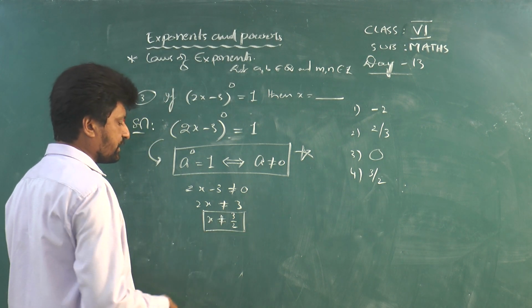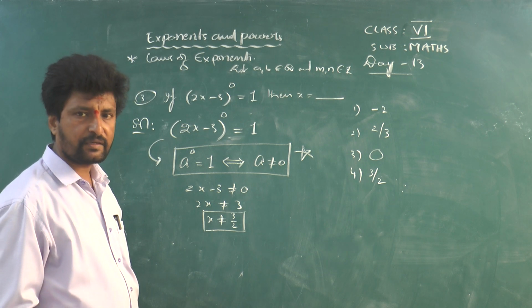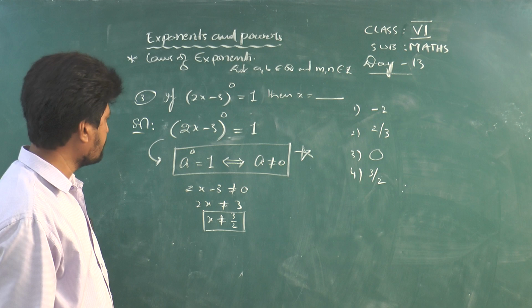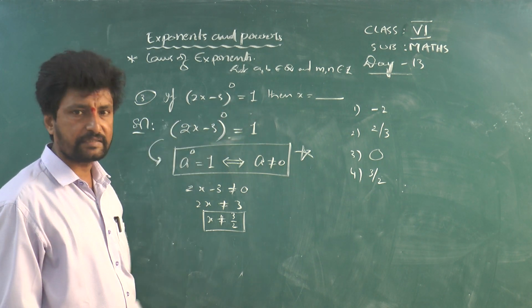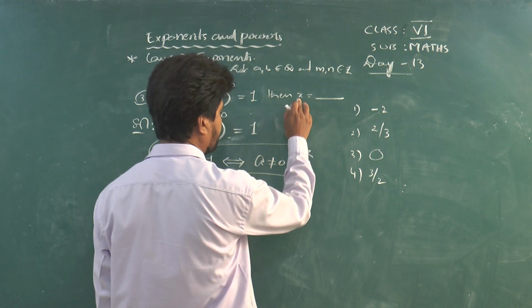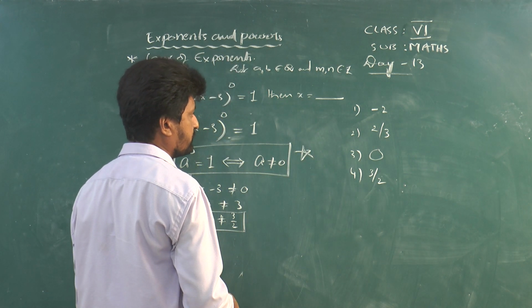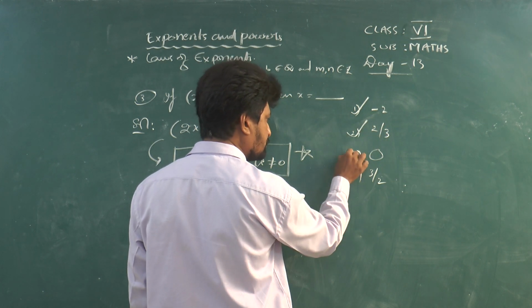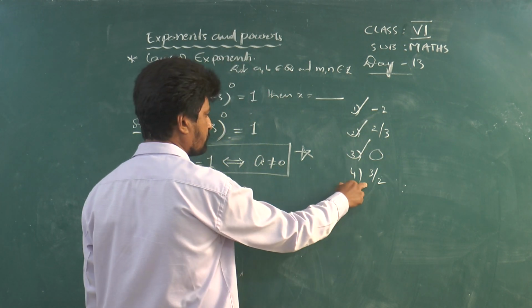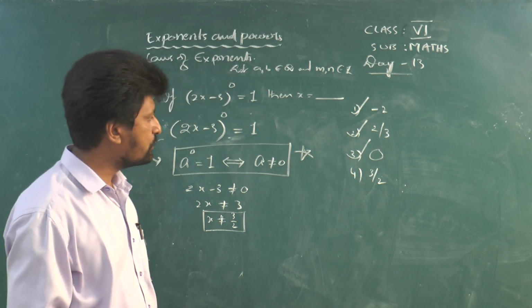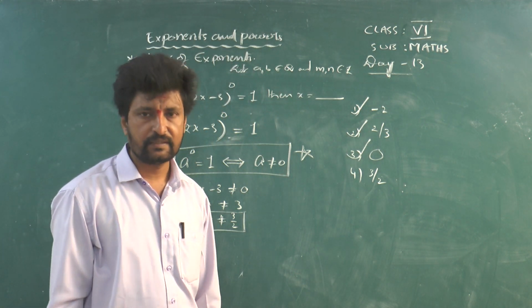That means other than 3 by 2, x can be any rational number as well as any real number. Other than 3 by 2, if we take any value for x, then this condition will be satisfied. x is not equal to 3 by 2. Now here he wants the value of x. That means what are the possibilities? Minus 2 can be, 2 by 3 can be, 0 can be, but not equal to 3 by 2. That's why here in the given options we have 3 choices. Options 1, 2, 3 are correct. Okay, thank you.